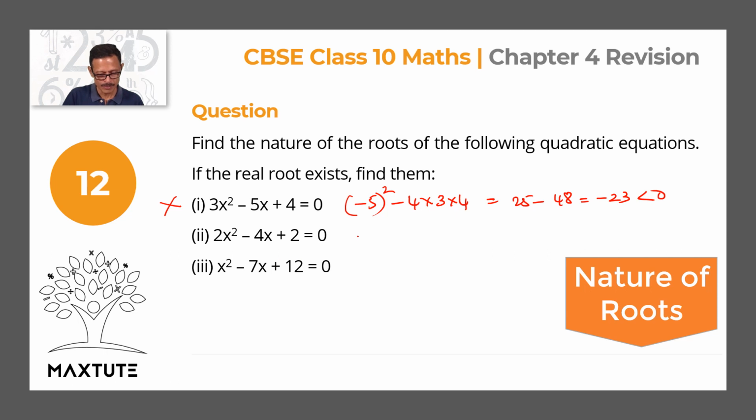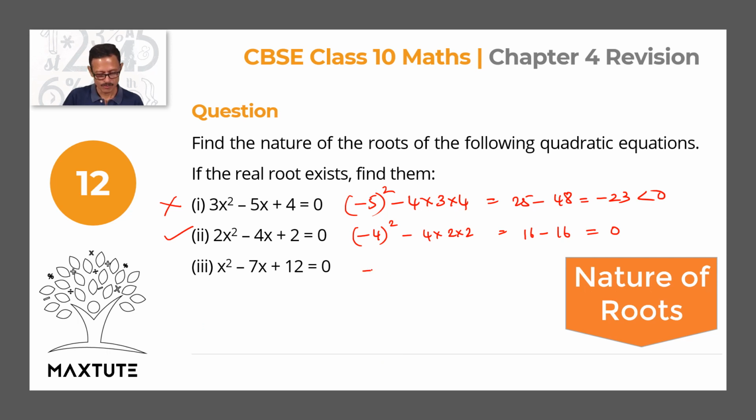Let's go to the second one. b square is minus 4 square minus 4 times 2 times 2, so this is 4 into a into c. Minus 4 square is 16 minus 4 into 2, 8 into 2, 16. 16 minus 16 equals 0. If it is equal to 0, it definitely has roots. What kind of roots? Real and equal roots.